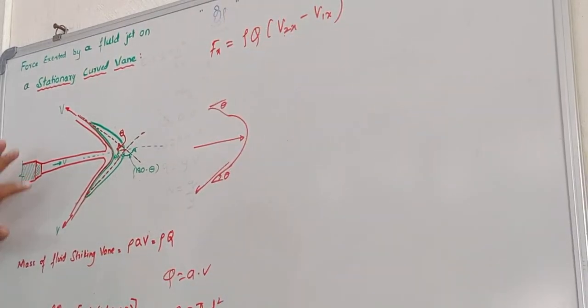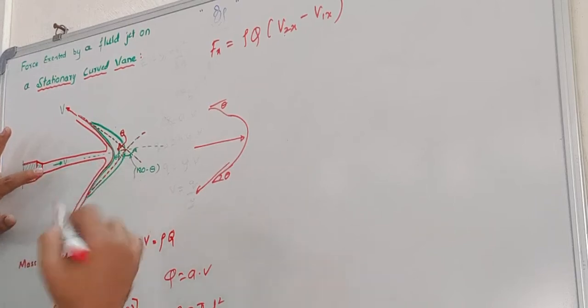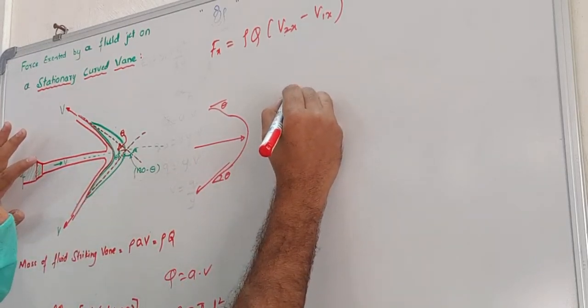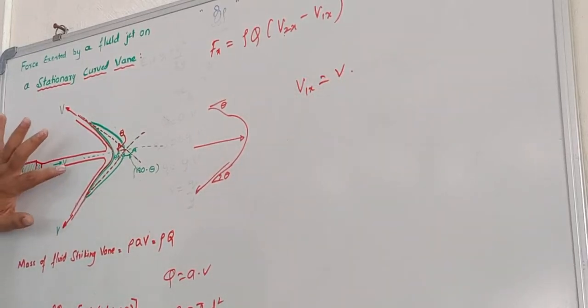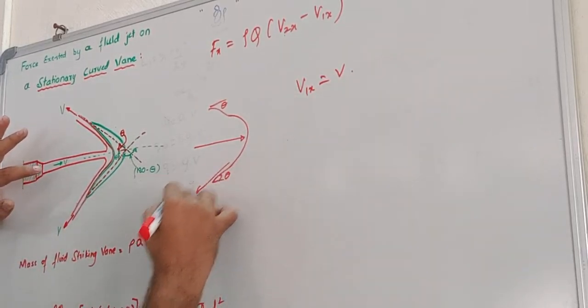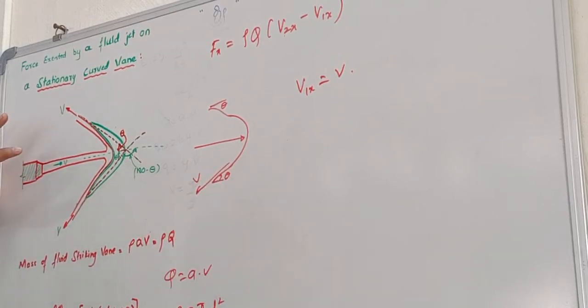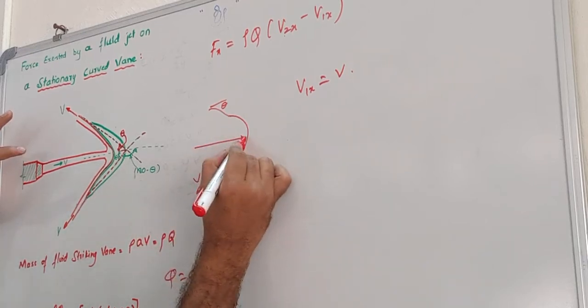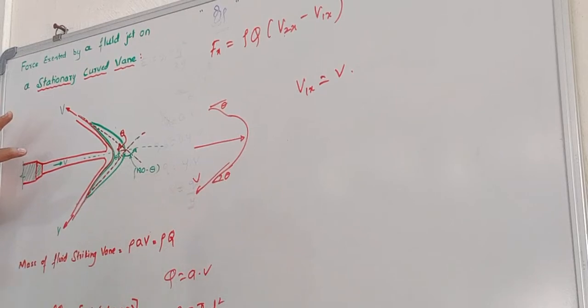So what is the velocity with which it is entering? What is the initial velocity? The initial velocity, which is V1x, is equal to V. Now how much is the velocity that is going outside? It is also the same, V itself. Is this correct or not? Assume that this entire surface is very smooth. So the water strikes here and it glides over the other surface, so the velocity will remain the same. Only if this surface is rough, the velocity gets reduced because of the friction.